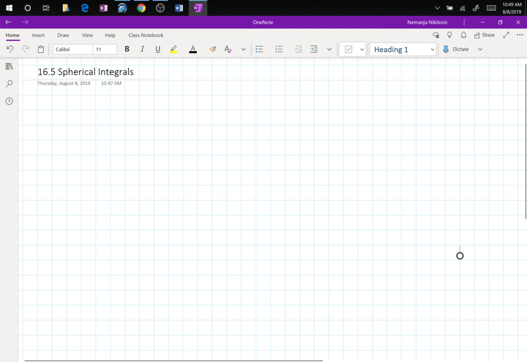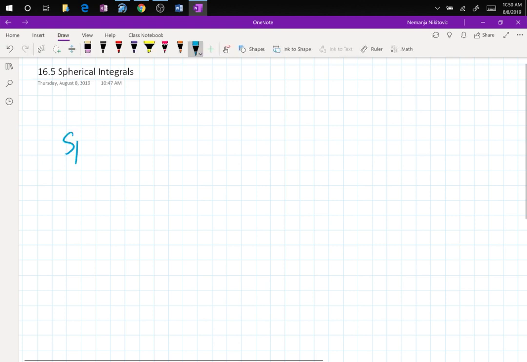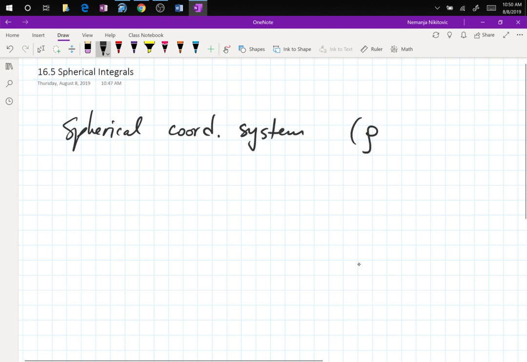Yesterday we saw cylindrical, where we had the polar coordinates, which is r theta, and then we had the z added to it to give us cylindrical coordinates. Now we're going to work on spherical coordinates, and spherical coordinates add another angle. So for the spherical coordinate system, we use rho, phi, theta.